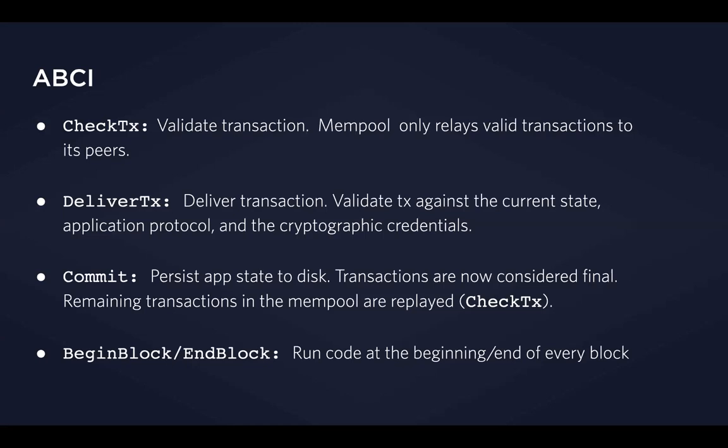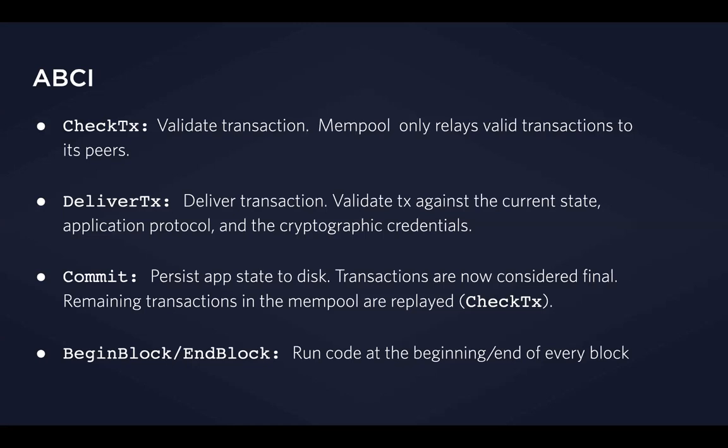Also, another important message is deliverTX, which is the standard way a state transition is made. It validates the transaction again against the current state machine, and the cryptographic credentials, which can be the signature from the sender, as well as the cryptographic credential from the validator set, and it checks that the state transition is valid. And the commit message from ABCI is just persisting the app state to disk. And this is how transactions are considered final.